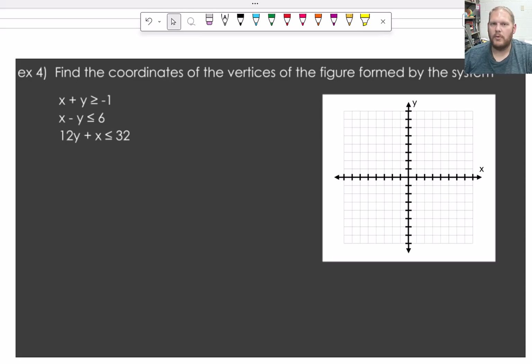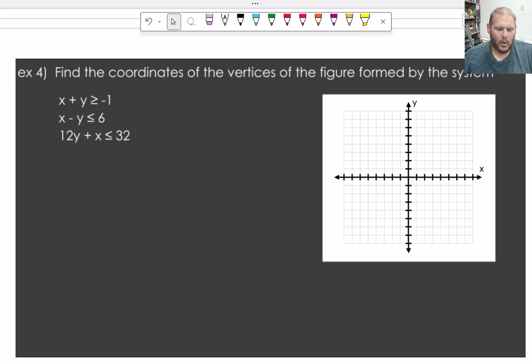And what they're asking us to find is the coordinates of the vertices of where they intersect. So that shape formed by the intersections of my shaded areas, I'm trying to find just the coordinates of the corners, right? That's what vertices are, of that shape. Okay, so if we take a look at each of these three, we're going to have to rearrange to put these into slope-intercept form in order for us to graph them.